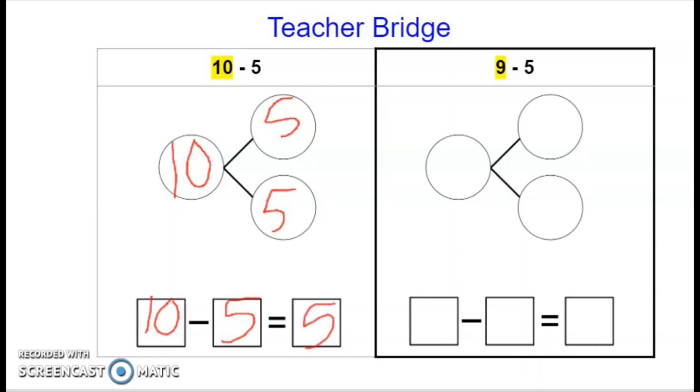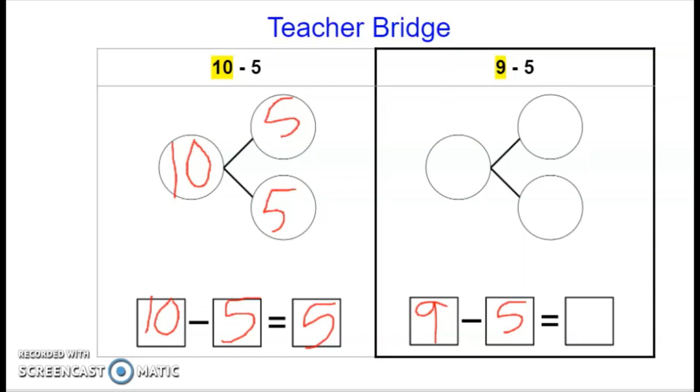Great job. So last time we practiced 10 subtraction facts that kind of looked like this. Today we will be practicing subtraction facts of 9. 9 is 1 less than 10. So when we take away 5, our answer will be 1 less. Watch me as I show you. 9 minus 5. Great. Remember, our answer is going to be 1 less, and we're going to see if that happens.